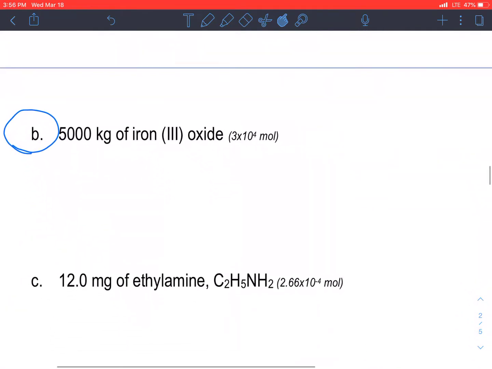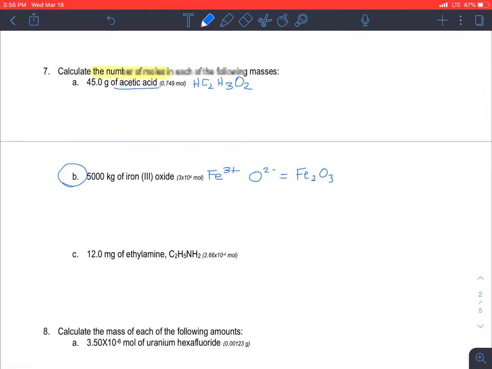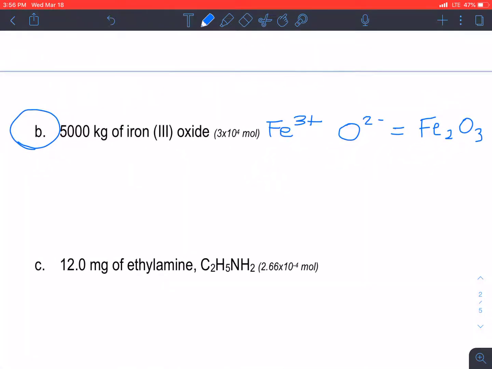So let's go to 7B. 5,000 kilograms of iron 3 oxide. I want to go ahead and write the formula for this. So iron 3 oxide is iron 3 plus. Oxide is O2 minus. And so when we put that together, we get Fe2O3. So we will need that formula for a little bit later on when we complete this.